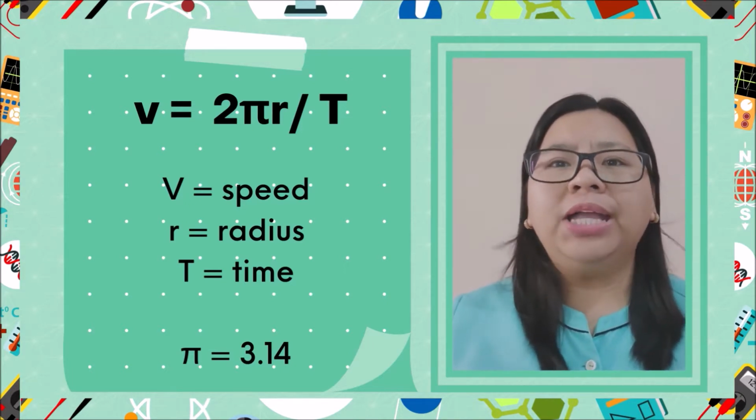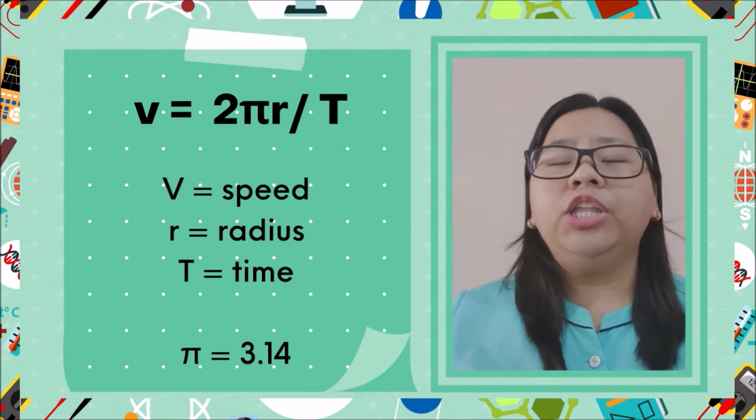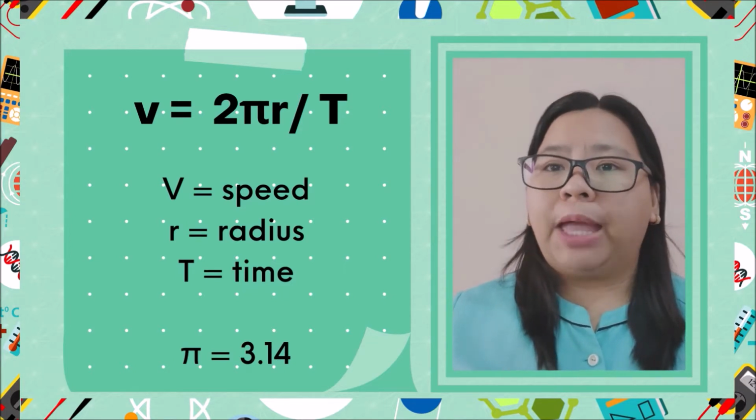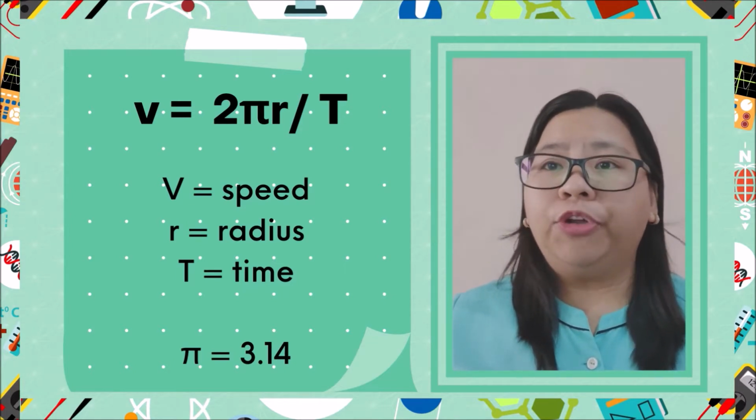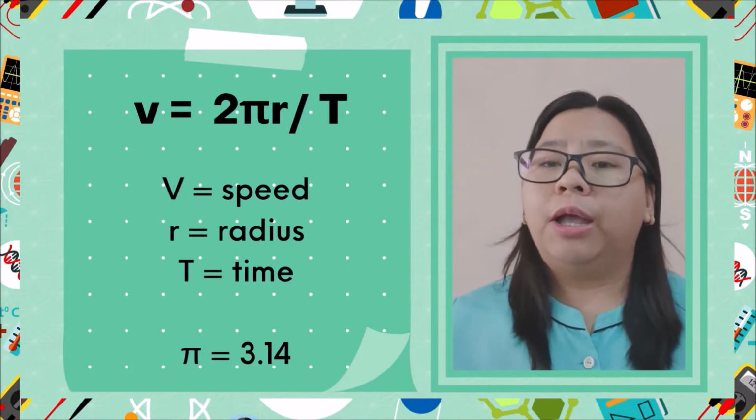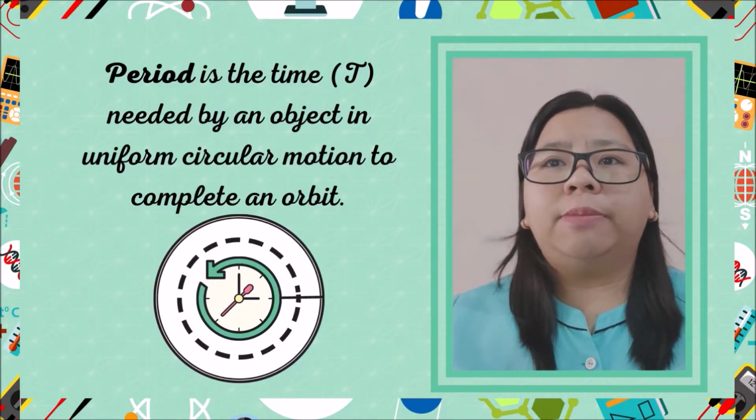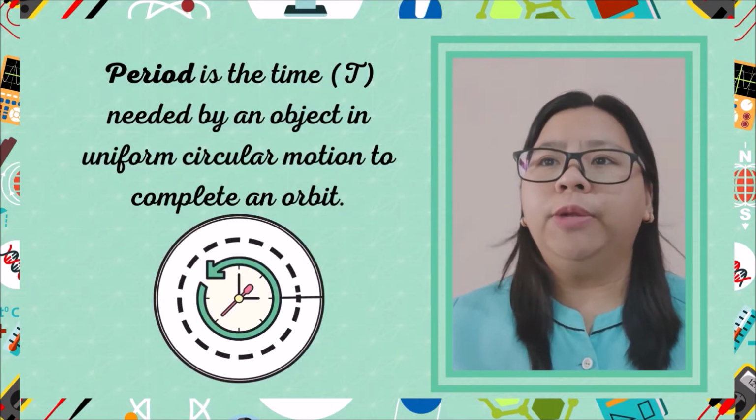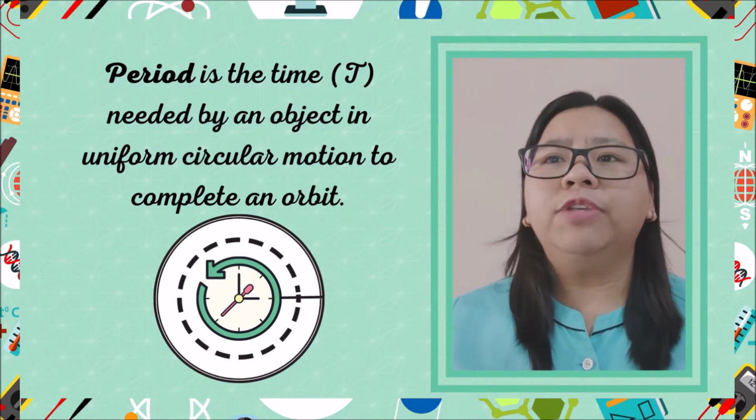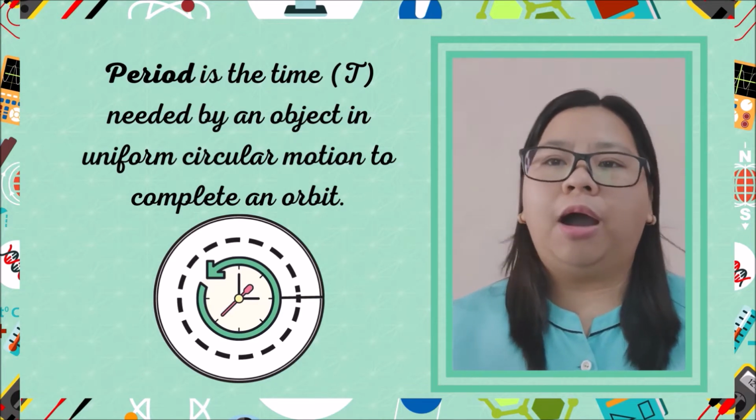So para makuha natin yung speed, which is represented by letter V, we need to use this formula: 2 multiplied by pi, which is 3.14, multiplied by the radius of the circular path, divided by time. Period is the time needed by an object in uniform circular motion to complete an orbit. The distance is the circumference of the circle with the radius r, given as 2 pi r.